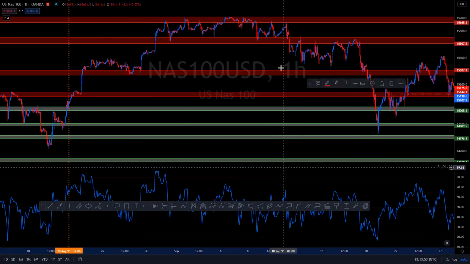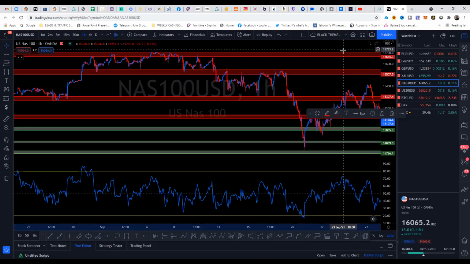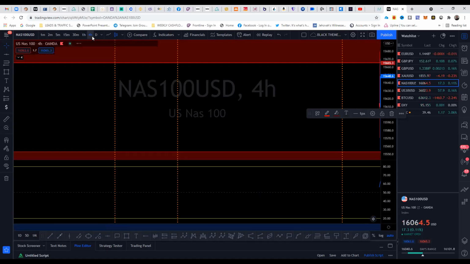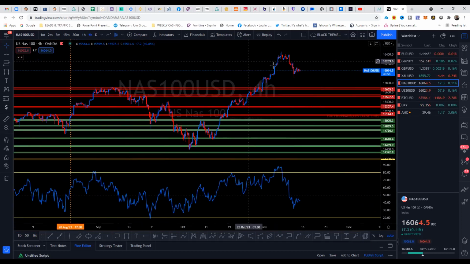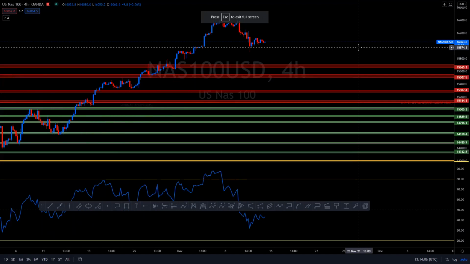Right? So now we got the 1 hour marked up. So now let's go see what's going on with the 4 hour. See how we got everything marked up all the way to this point. Now what we're going to do is zoom in and mark up this.